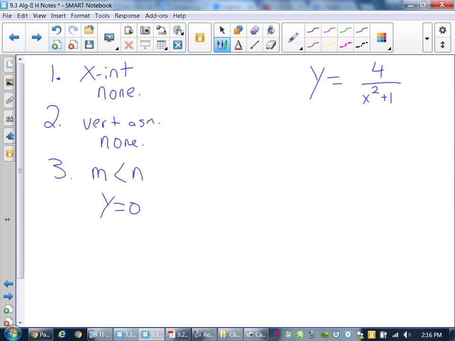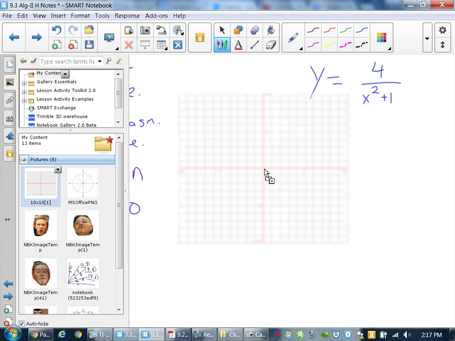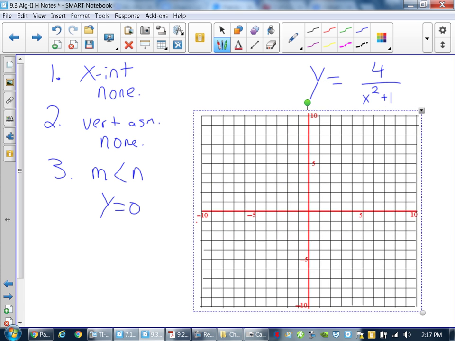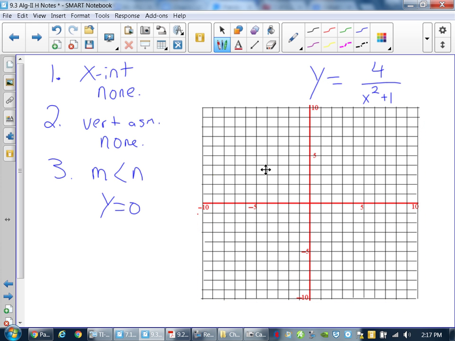Now I have enough information to start this graph. I have no vertical asymptote, I have no x-intercepts, but I have a horizontal asymptote at y equals 0. Now yesterday I asked you guys to pick values in your domain that would bound either side of a vertical asymptote because those were easy to pick with.